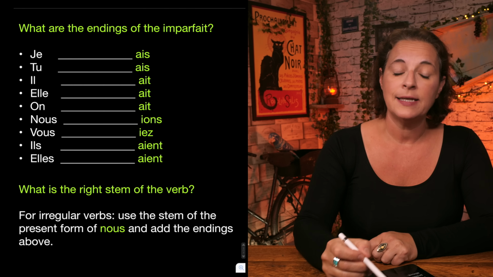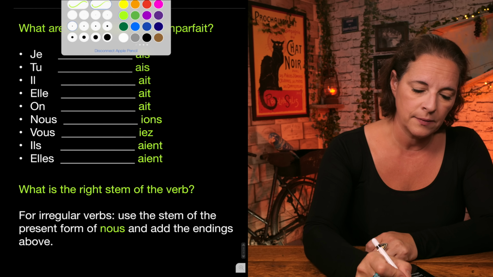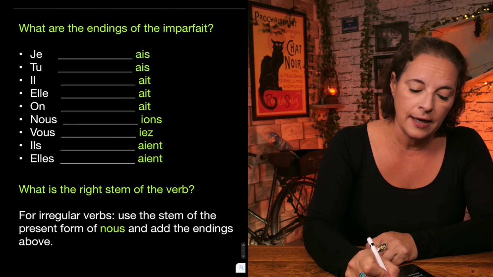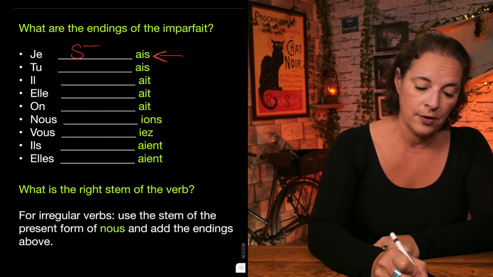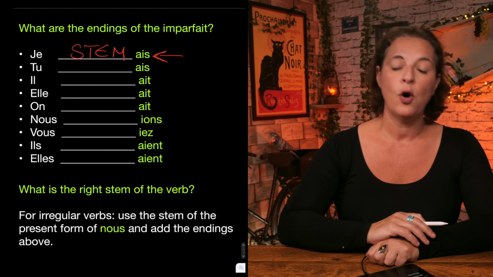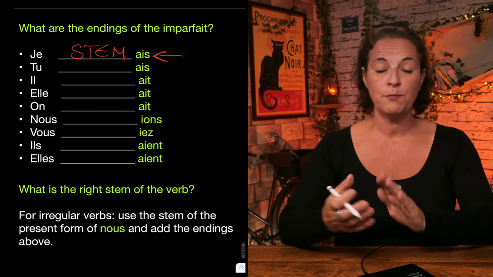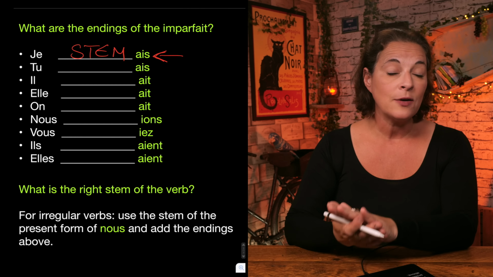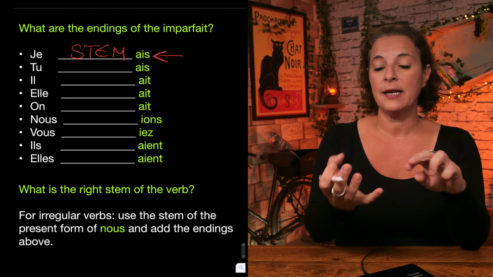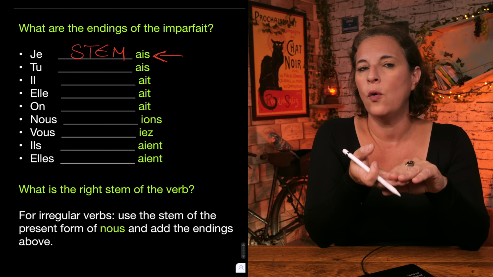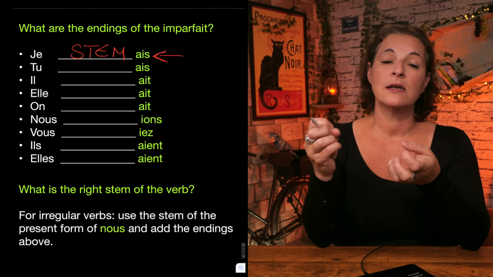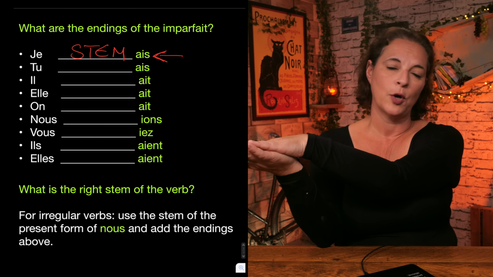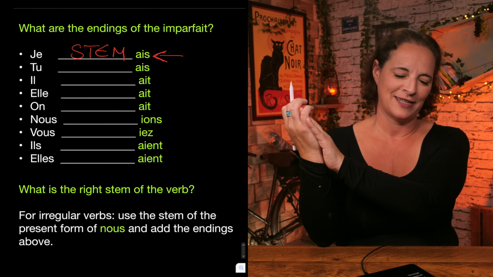For je, it is a. So what I'm doing here, and I'm going to use my red pen here, have a look at that, okay? A, which means that before that, there will be a stem attached to that, okay? Stem of the verb we want to conjugate plus a, okay? And that works for any verbs, regardless whether they are first, second, or third group. The ending will reflect the fact that it is used in the imparfait, or a past tense, or imperfect, okay?